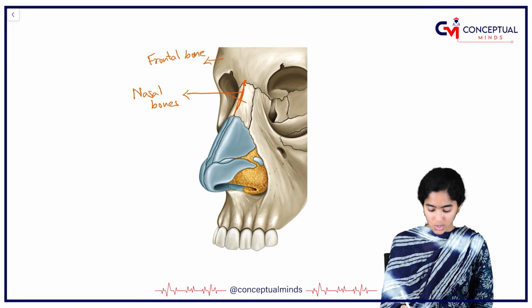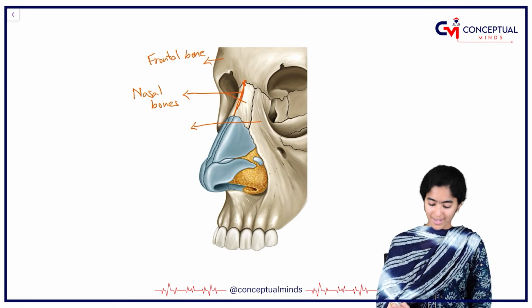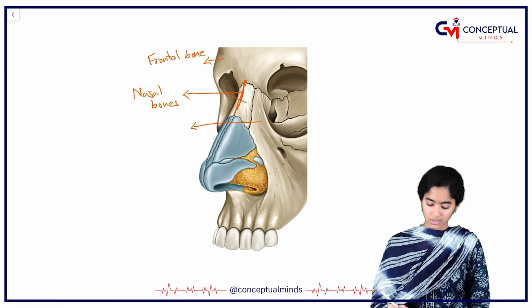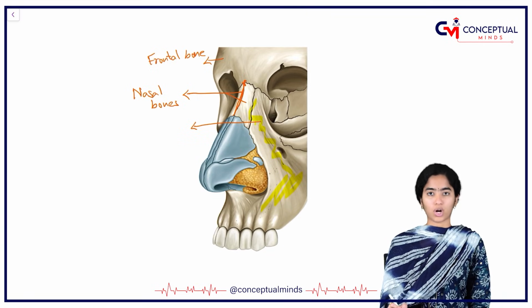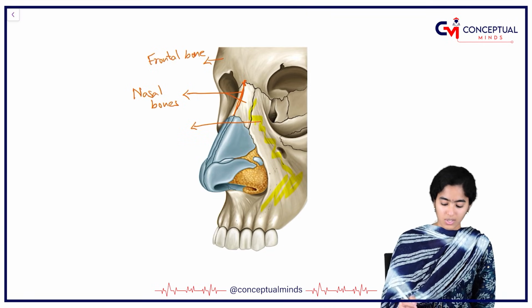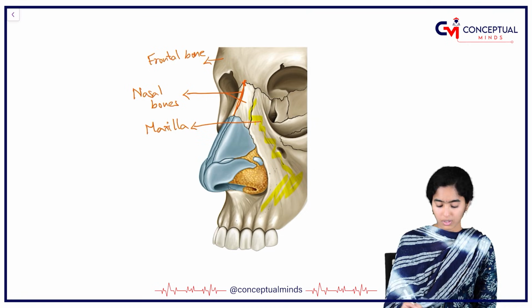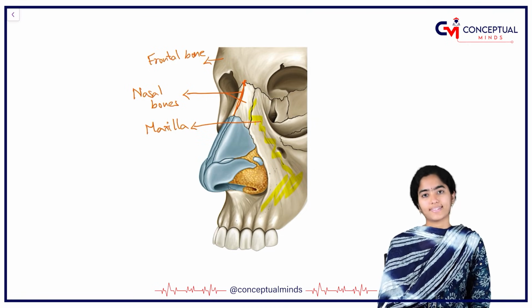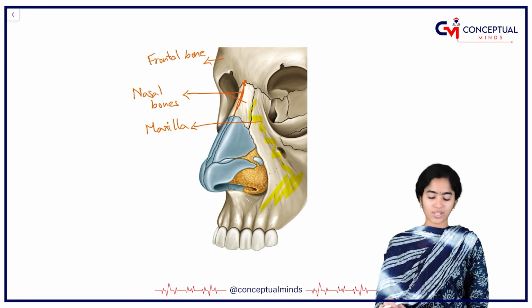And on either side, supporting the nasal bones, is the frontal process of maxilla. This entire bone is maxilla. And over here we have the frontal process of maxilla supporting the nasal bones. So these three constitute the bony framework. And next, moving on to the cartilaginous part.